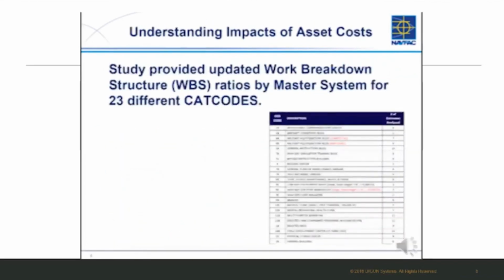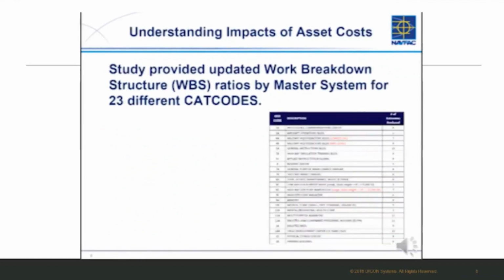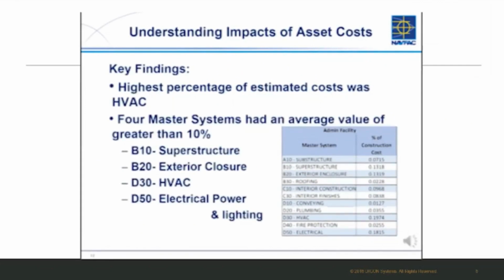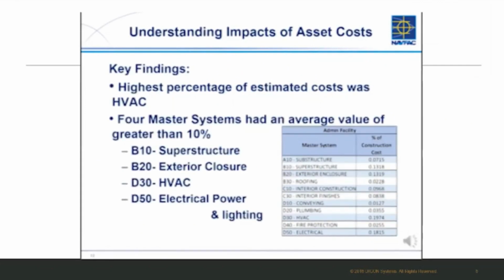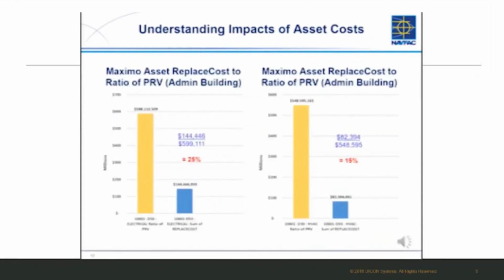The study that was commissioned by the Corps of Engineers with project time and cost provided updated work breakdown structure ratios by master system for 23 commonly MILCON types of facilities or construction category numbers. The key findings from the study were that the highest percentage of estimated costs fell within the D30 HVAC master system. These 4 master systems had an average of more than 10% of the entire 100% PRV model. The biggest takeaway that the Navy understands most of its 120 billion in shore PRV of buildings is attributable to admin facilities.